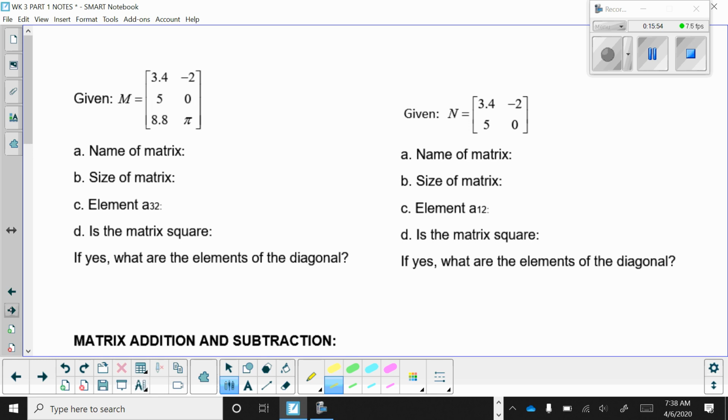We have these two examples here practicing all of these concepts. Given matrix M and matrix N, so we have M here and N over here. We want to talk about these questions for each of those. So go ahead and pause the video and then come back and we'll talk about M, and then I'll have you pause it again and we'll talk about matrix N.